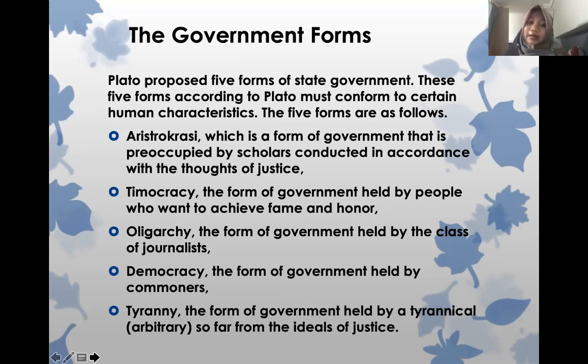The third one is oligarchy, the form of government held by the class of wealthy people. The fourth one, democracy, the form of government held by the commoners. And the last one, tyranny, the form of government held by tyrannical or arbitrary rulers, so far from the ideas of justice. So that's the form of government. In your opinion, in our country, Indonesia, which form are we? Is it oligarchy or is it democracy? We can discuss it later.